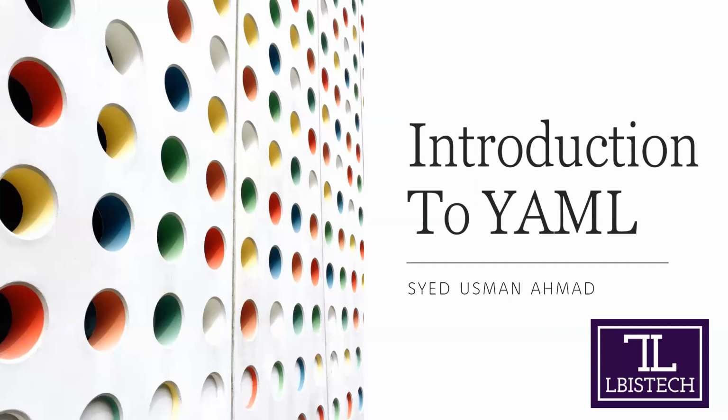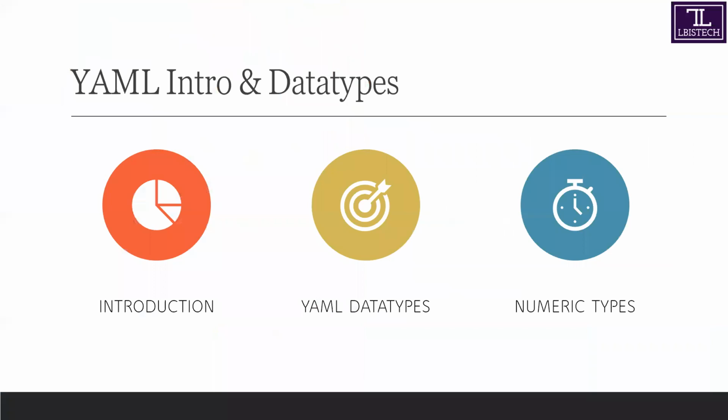In this course, we will cover the introduction part. Then we will discuss the YAML data types: numeric types, strings, nulls, booleans, lists, arrays, and dictionaries. And lastly, I will give you the difference between the list and the dictionary, where we will use the list, and where we will use the dictionaries. So first of all, the introduction of YAML.